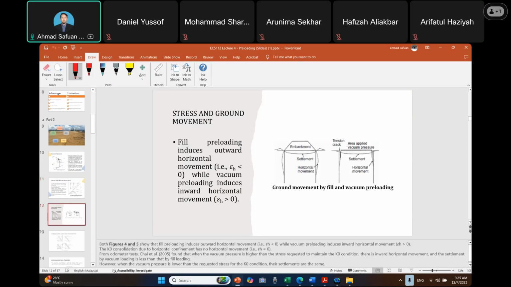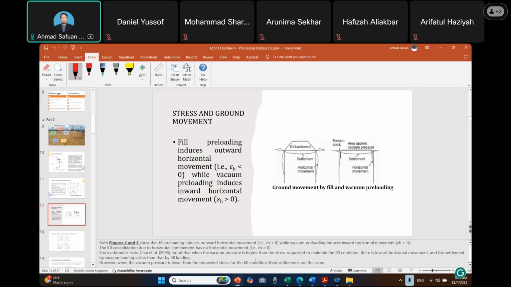Field preloading induces outward horizontal movement, while vacuum preloading induces inward horizontal movement. Both show vertical settlement happening. However, for the embankment preloading, it induces outward horizontal movement, while for the vacuum, it induces inward horizontal movements.